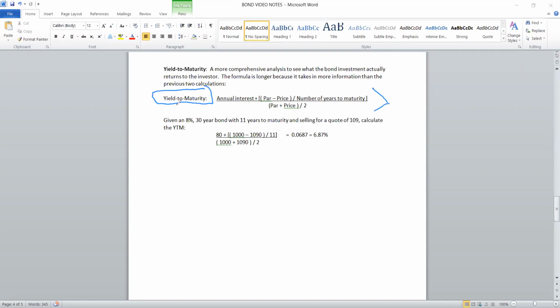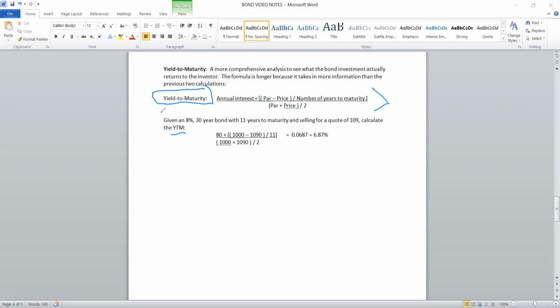Yield to maturity, or what's a lot of times referred to as YTM, is the annual interest plus, open brackets, open paren, par minus price, divided by the number of years to maturity, within the brackets, close the brackets, and this whole thing is divided by par plus price averaged over 2. Okay, sounds like a mouthful.